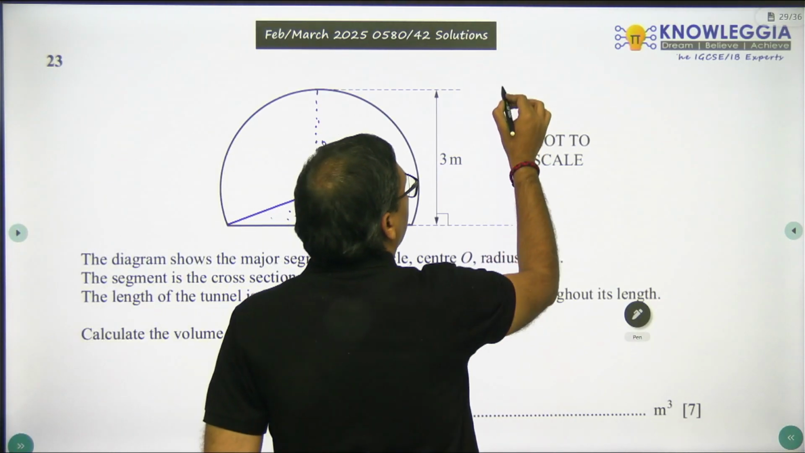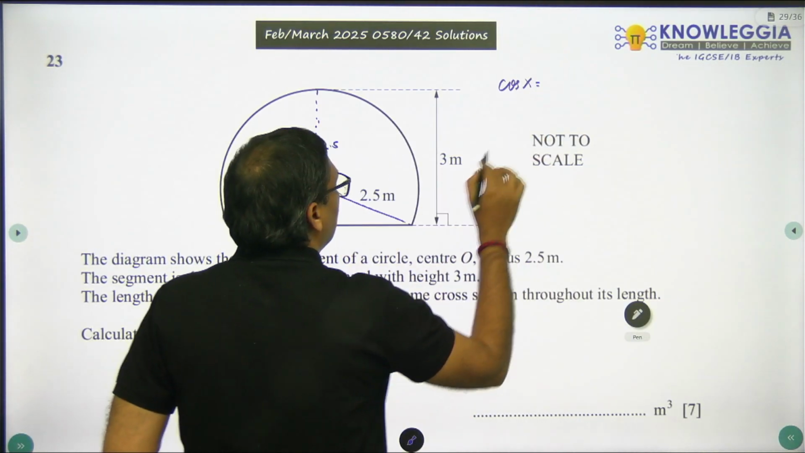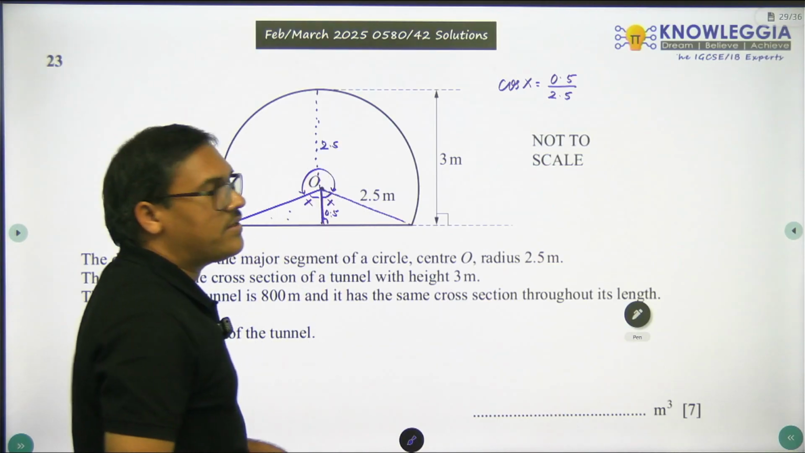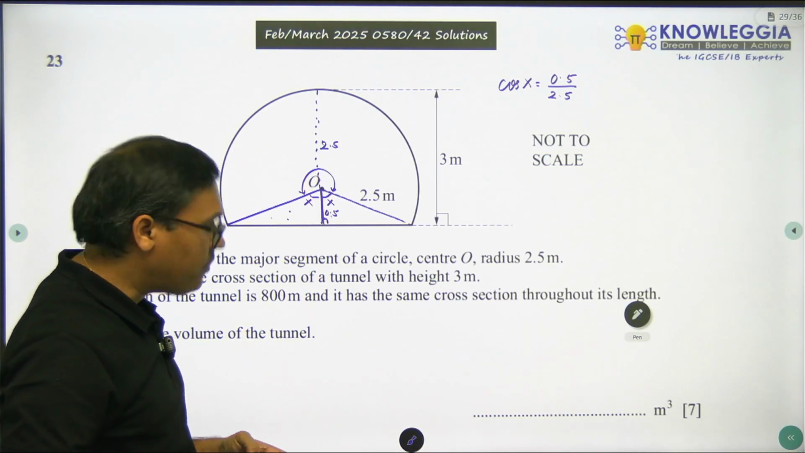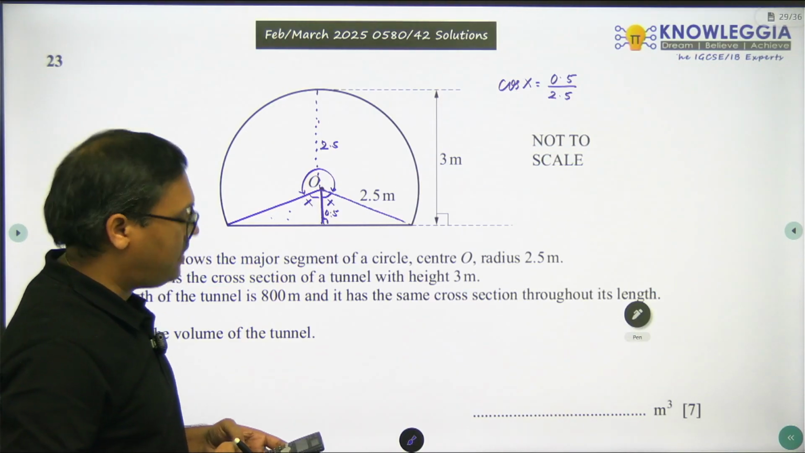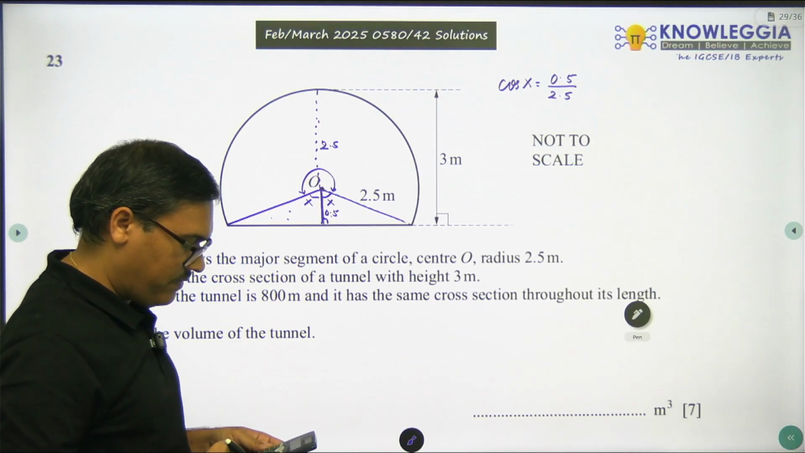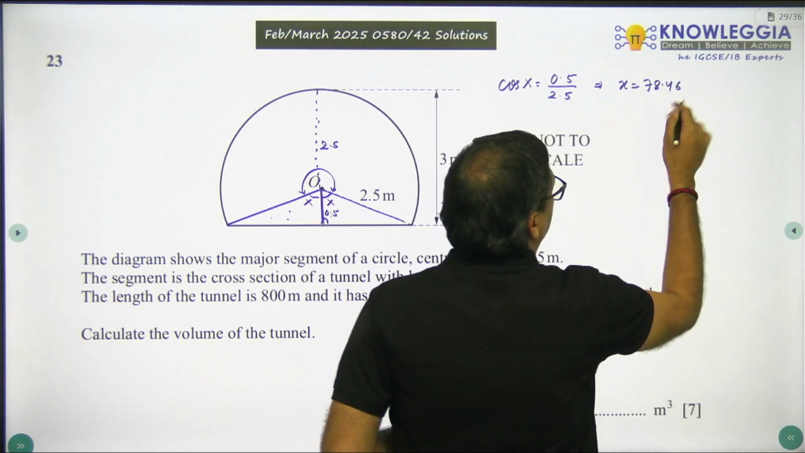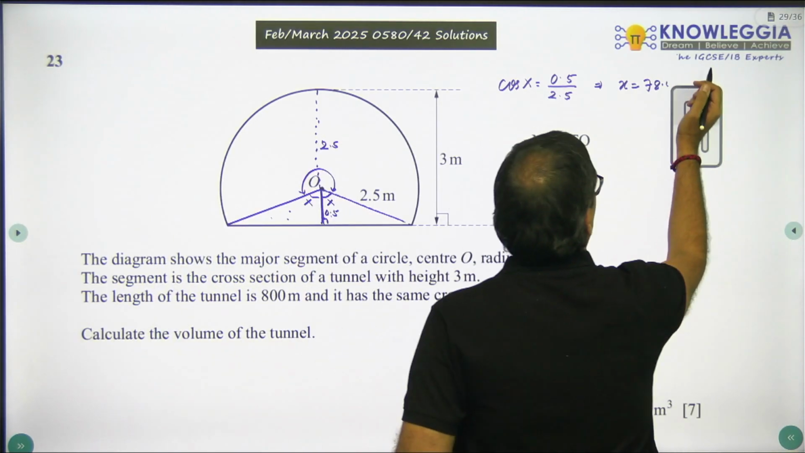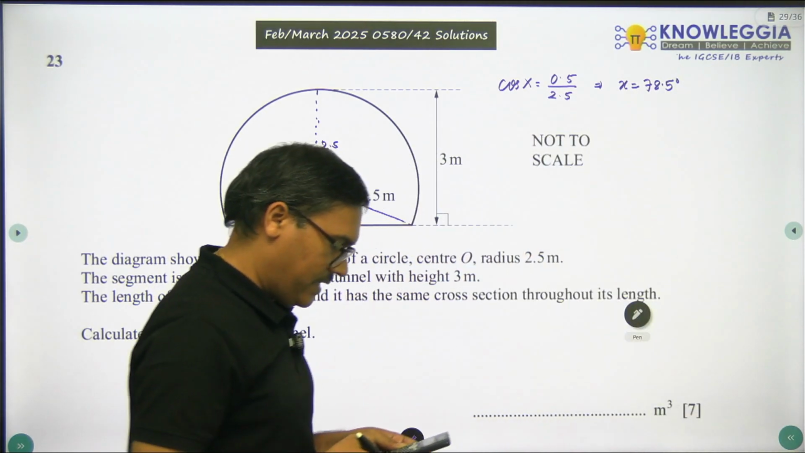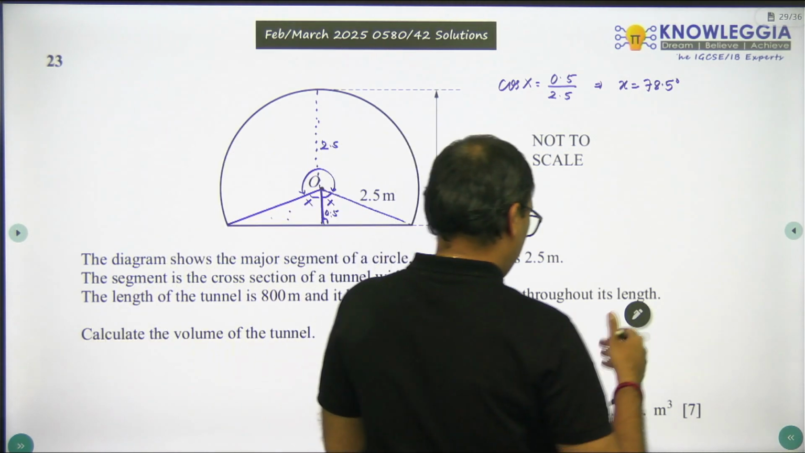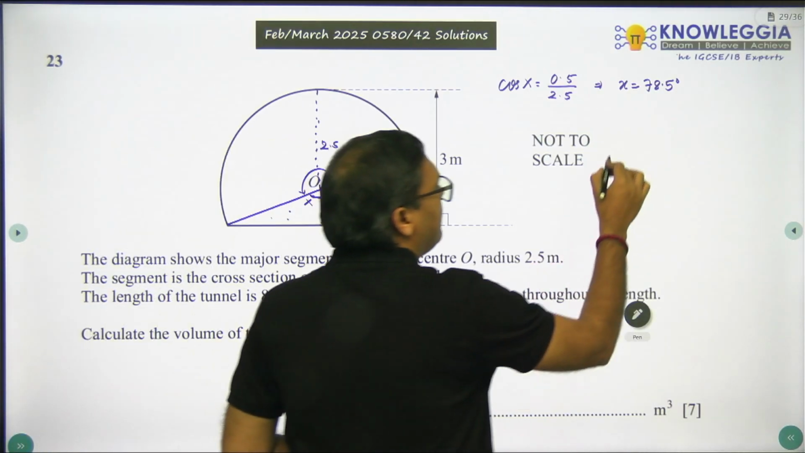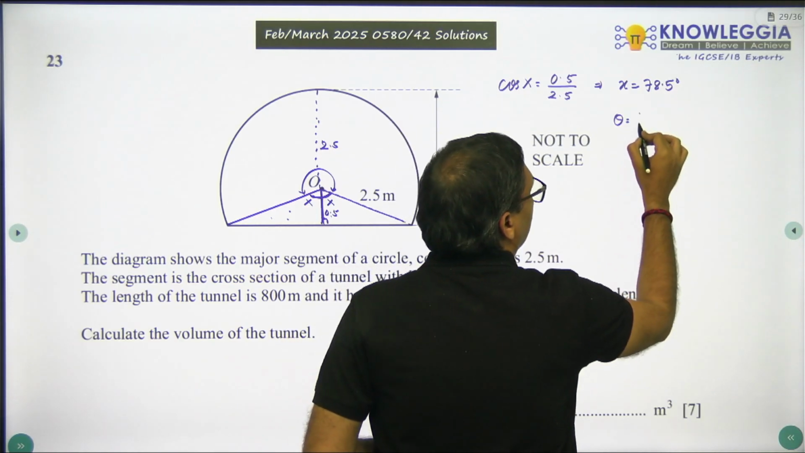Now I can easily find, if I take cos of x is equal to adjacent side, this is 0.5, upon hypotenuse, which is 2.5. So that is cos inverse of 0.5 divided by 2.5, which is 78.46, or 78.5. Let's write this to one decimal and multiply it by 2, that is 157. Why multiplying? Because I'll get this angle, theta, which is double of this, 157.